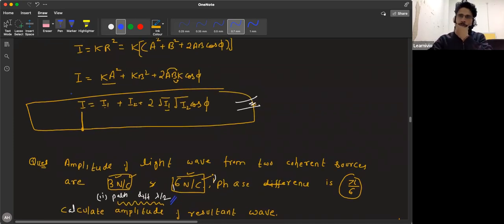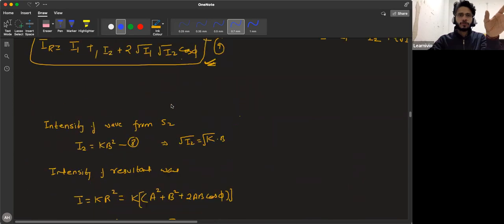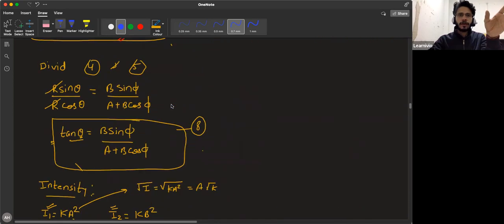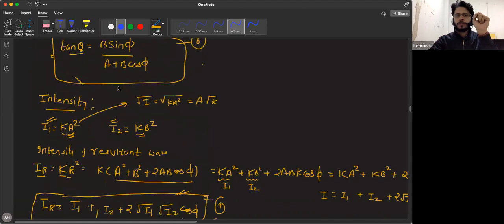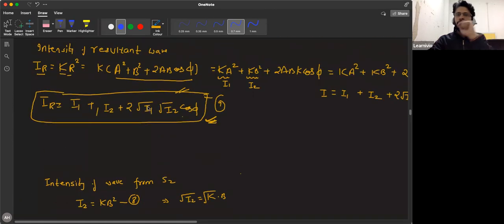Sir, can you please repeat? I got disconnected. Okay. So I was just repeating the things. We did this in the last class, na? R squared is a squared plus b squared plus 2ab cos phi. A and b are the amplitudes of the individual waves, and phi is the phase difference between them. Similarly, this relation we derived in the last class. I1 and I2 are the intensities of the individual waves, and phi is the phase difference between them.